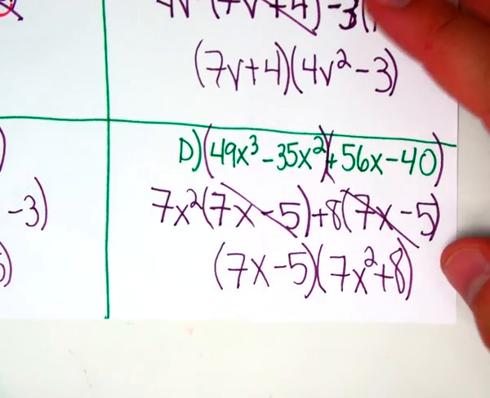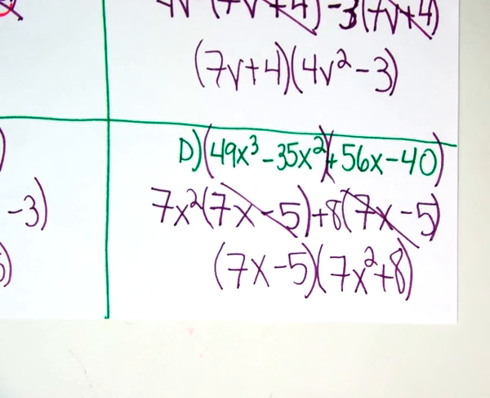There you go. So as long as you're good at doing GCF, you're going to be really good at doing factoring by grouping. Again, this method is only used when we have 4 terms.